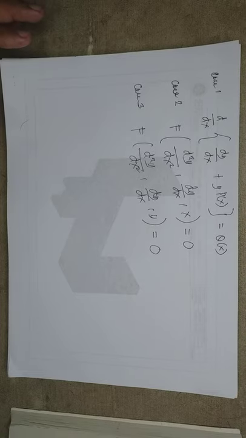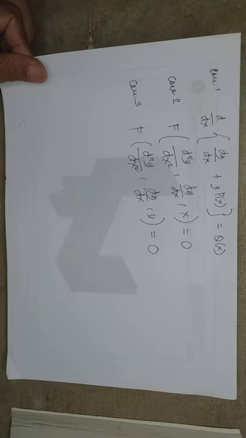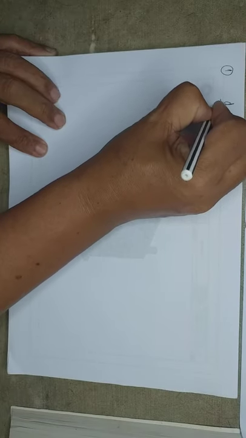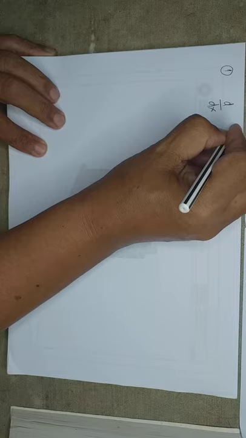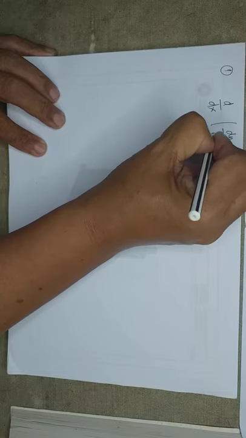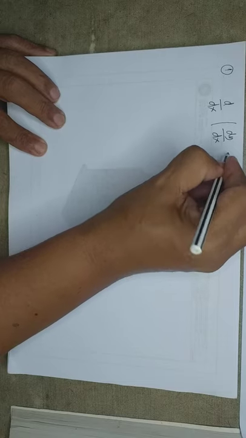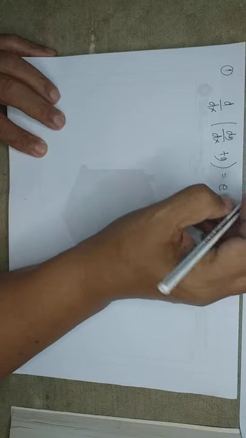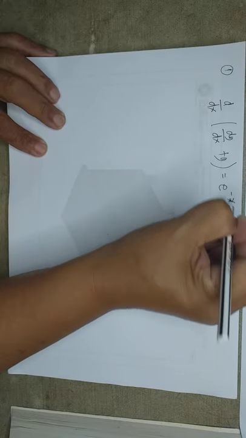Now let us have an example under case number one, okay, to show you the solution to these three cases in chapter 9. Number one, example. Find the complete solution of d over dx times dy over dx plus y is equal to e to the negative x.